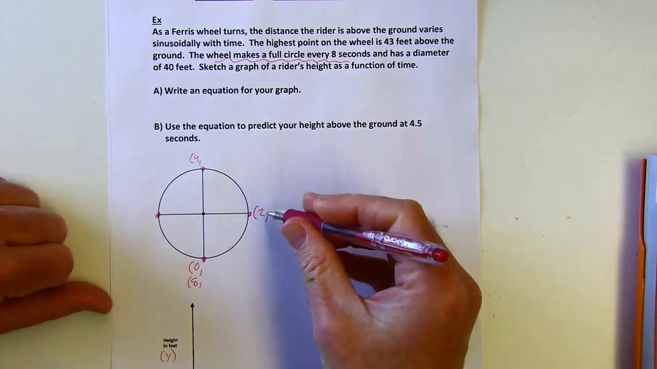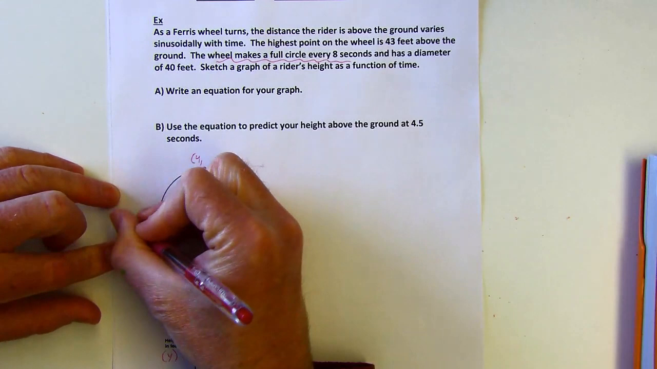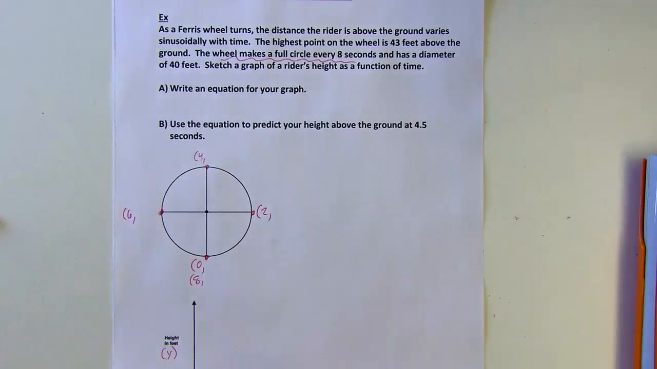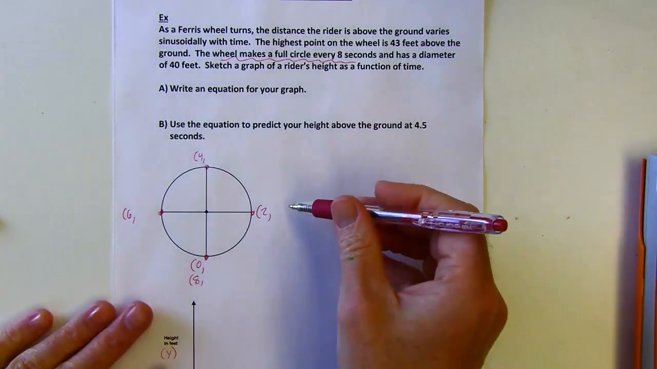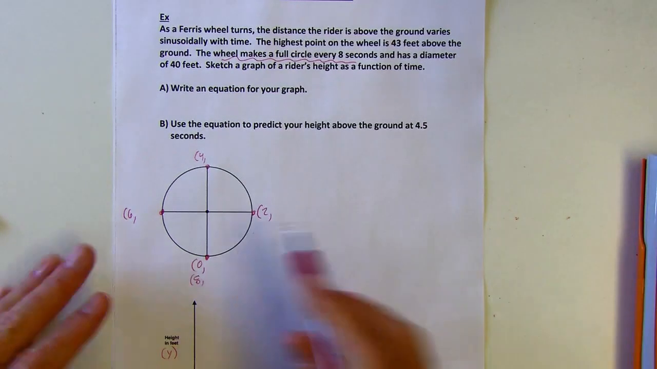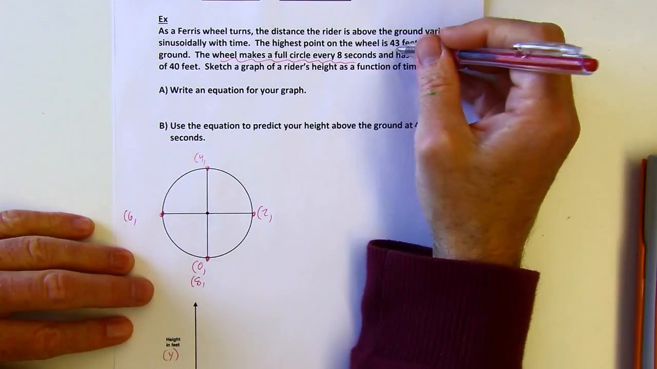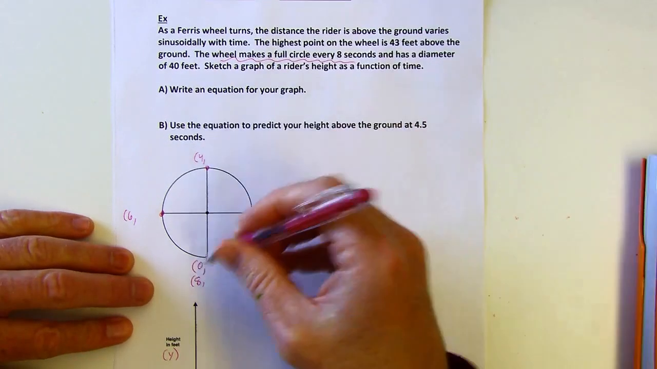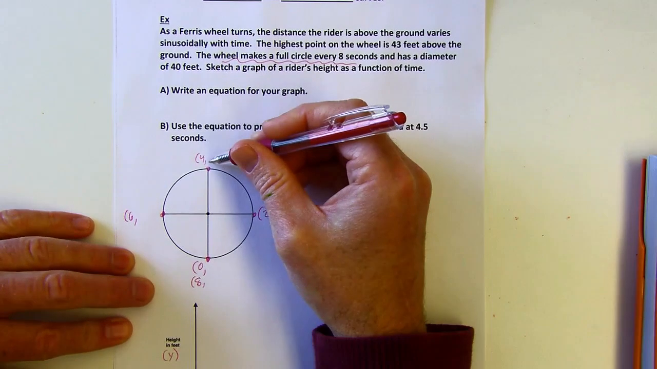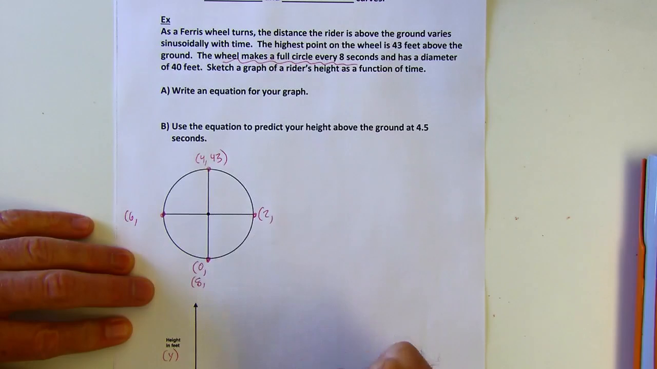Now I can see every quarter turn is 2 seconds, so 2, 4, this would have to be 6, and then back down to 8 there. And we could go, this would be 10, 12, we could go around forever, right? But I'm just going to put that first revolution onto the picture here. Okay, it says the highest point is 43 feet above the ground. So that means at 4 seconds, when we're at the top of the Ferris wheel, we're going to be 43 feet above the ground.